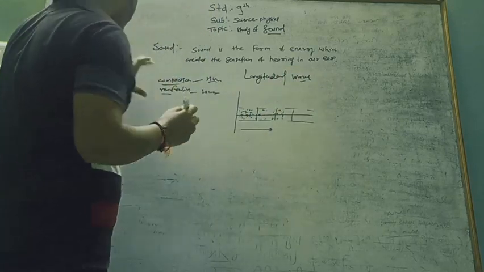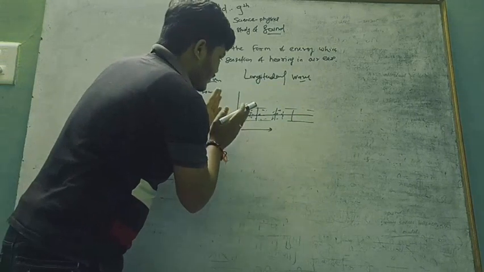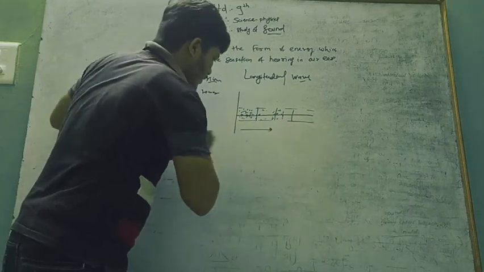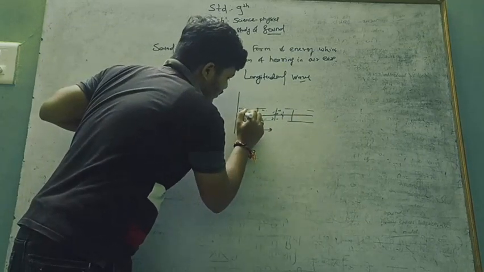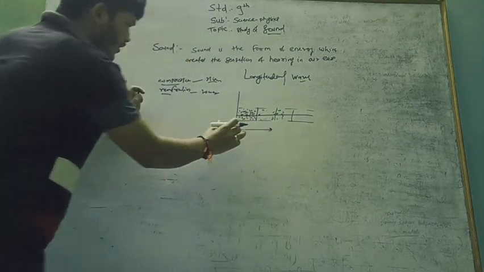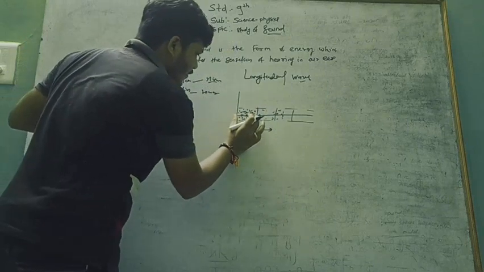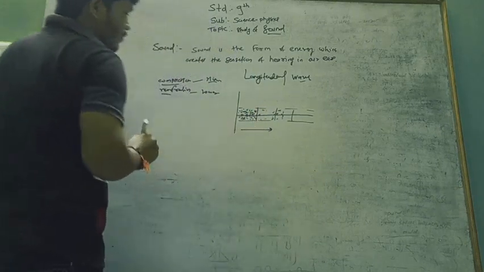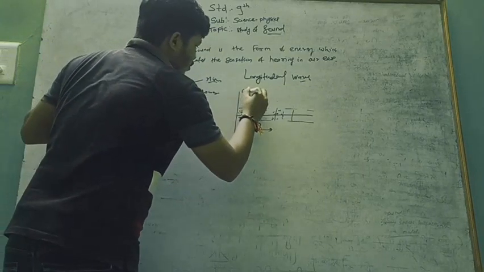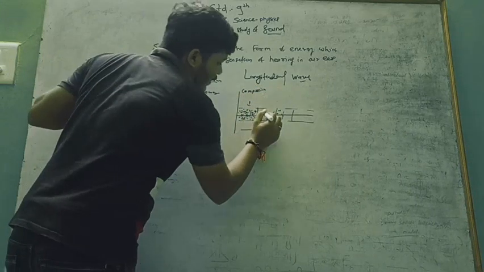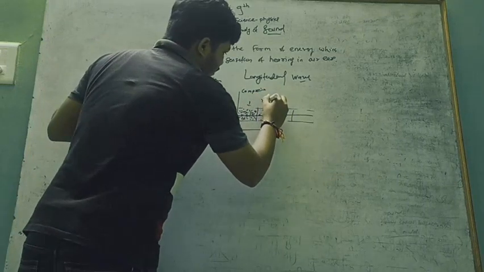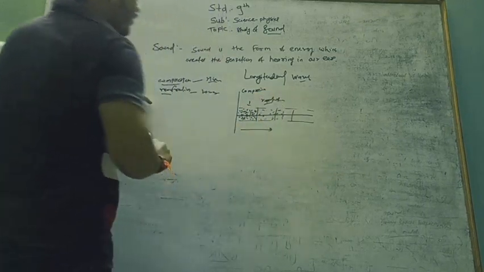Now consider what the compression and the rarefaction are. When the particles start vibrating from their mean position and propagate in this medium in this direction, they come close to each other. In this part of the wave, or this part of the medium, the density of the particles is maximum, so we can call this part the compression. And here the density of the particles is much lower compared to the compression, so there is the rarefaction.